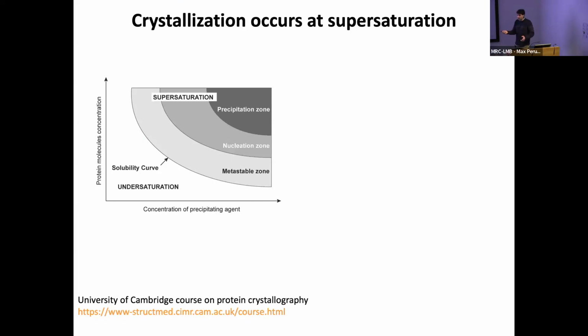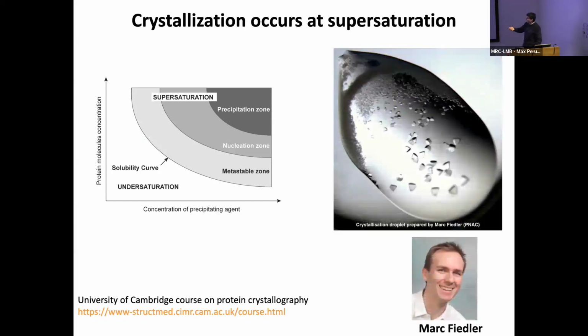That's why you need to try as many conditions as possible, because you never know which one is the zone that's going to give you nucleation, which condition is going to give you crystallization. This is nice. This can kind of reflect a bit of the theory there. This was a plate from Mark Fiedler. Again, this is a slide from Fabrice.